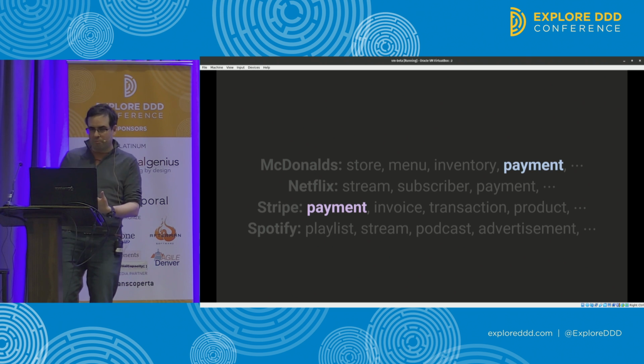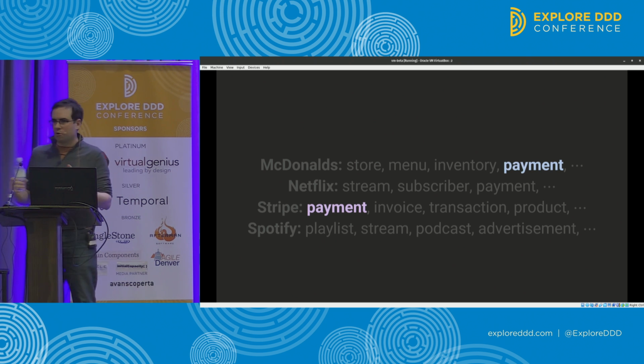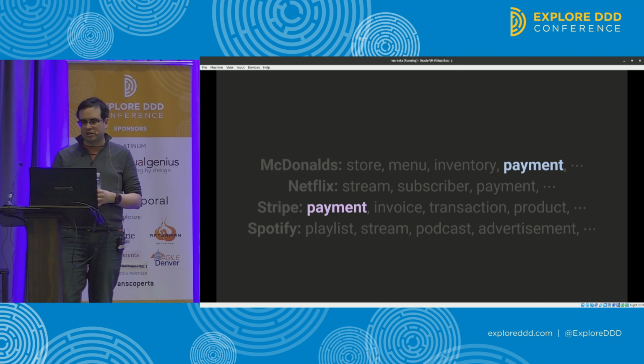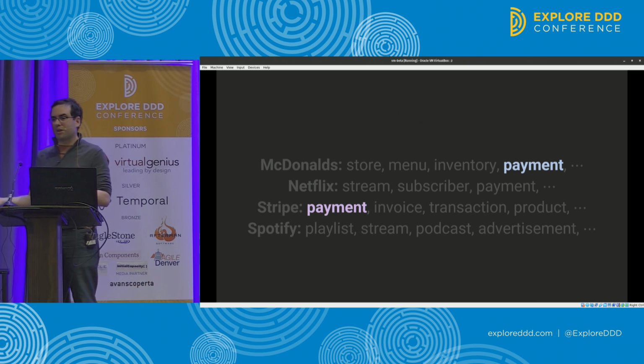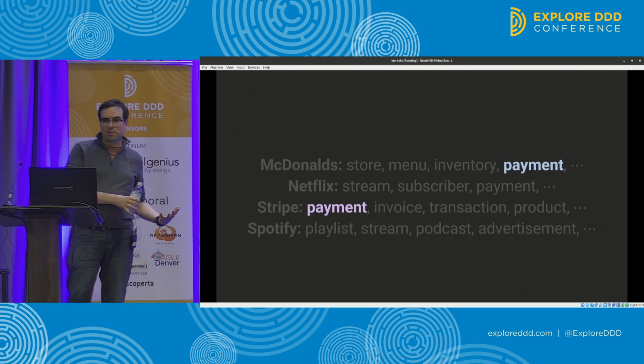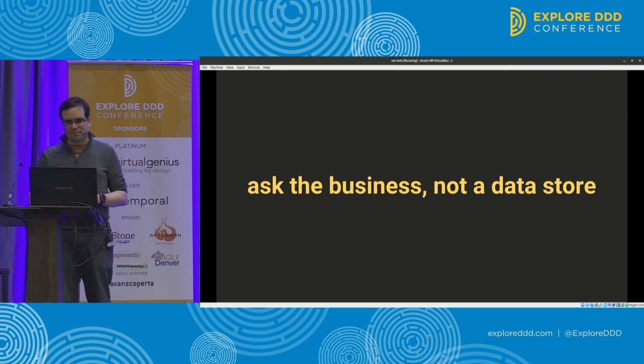So each of these is important because companies care about the same word in different ways, and then even within a company, different parts of the company might care about the same word in different ways. So say the fraud department of Stripe probably cares about payments in a different way than the people who process those payments.